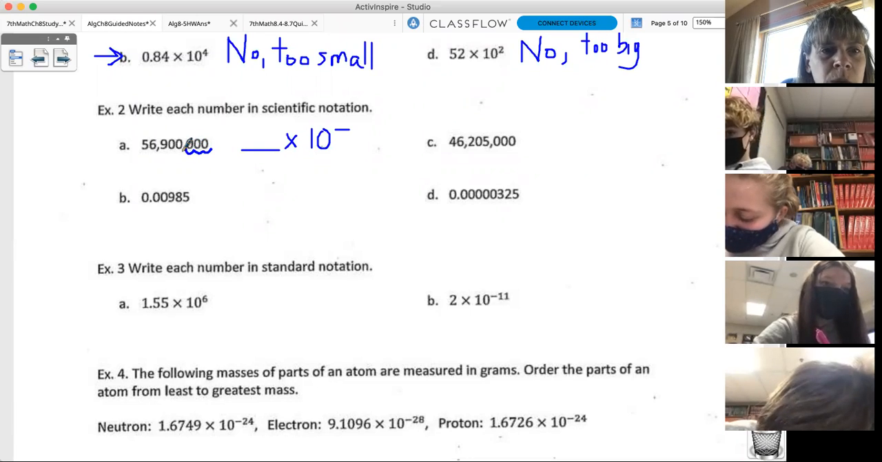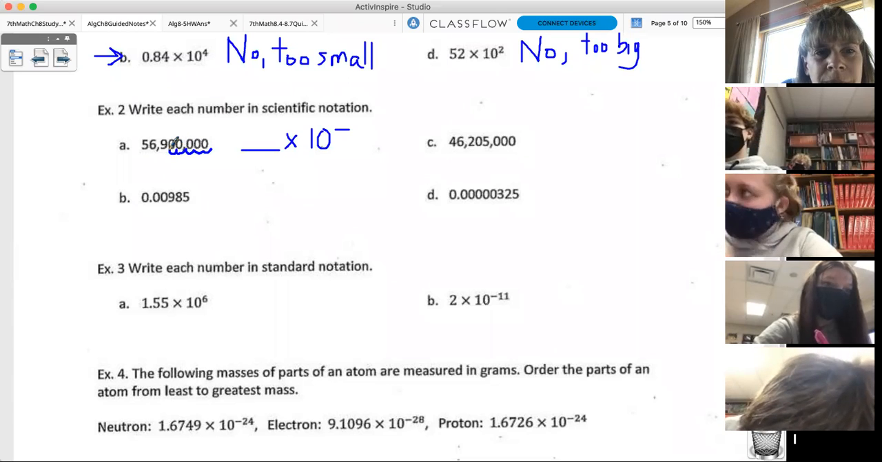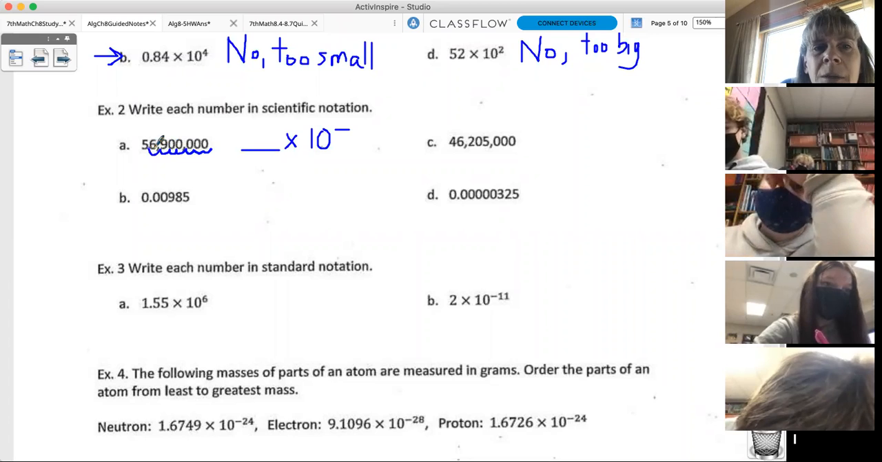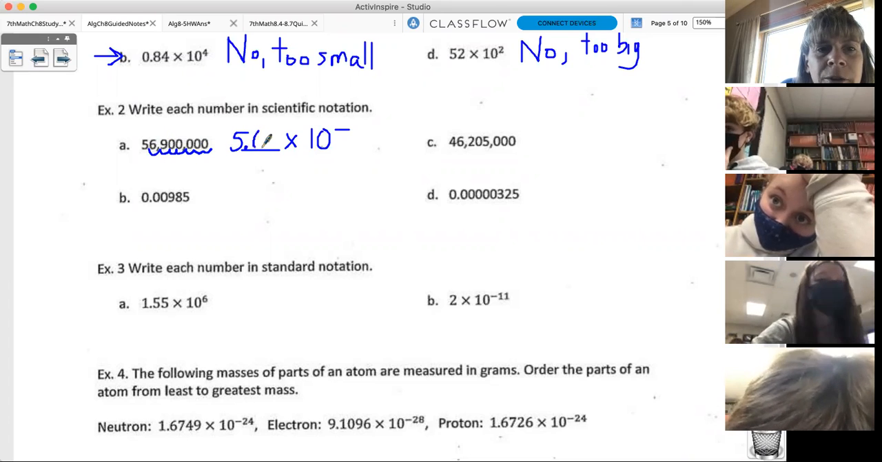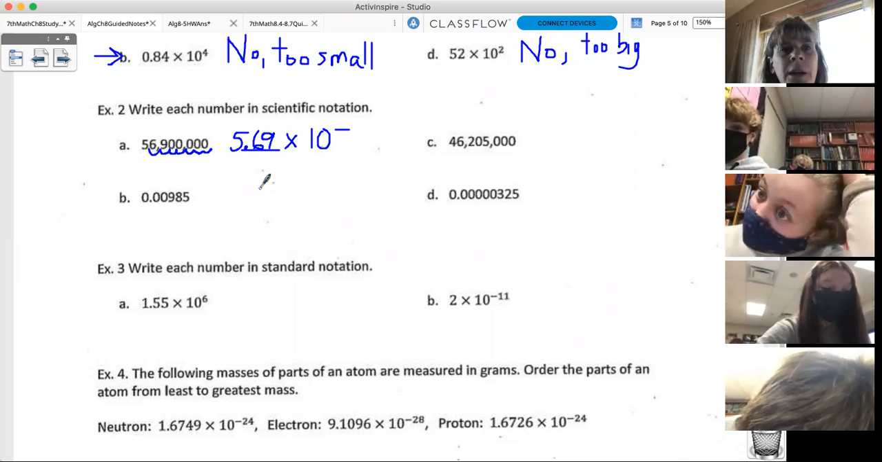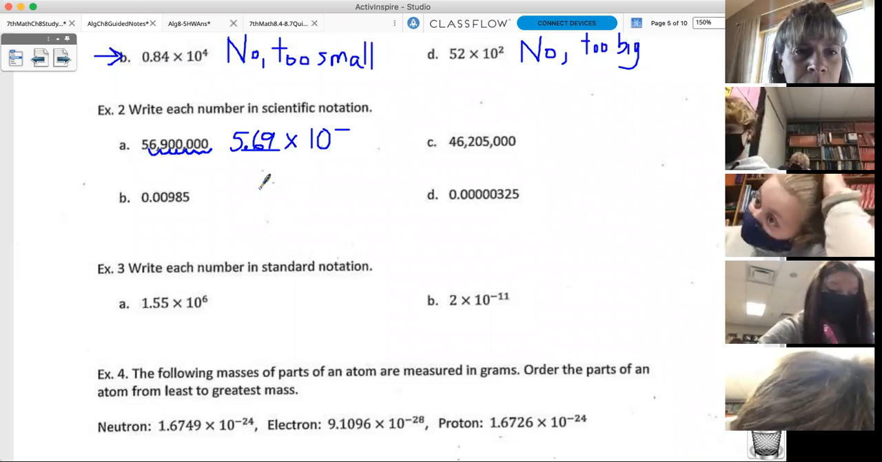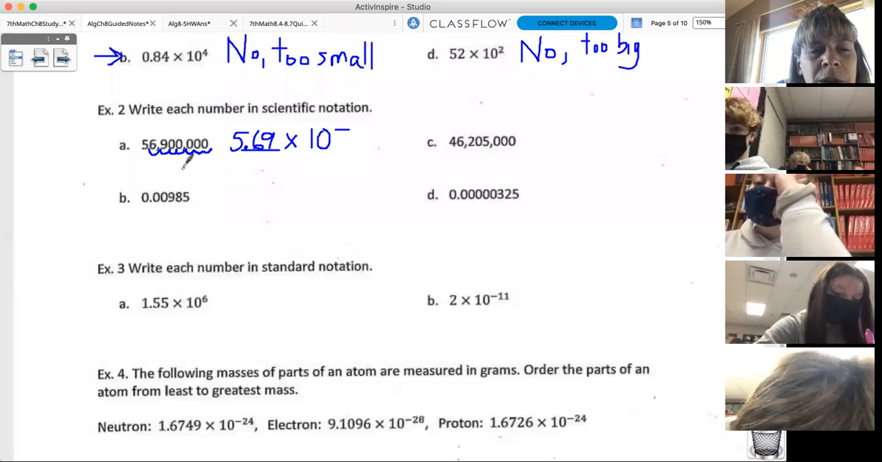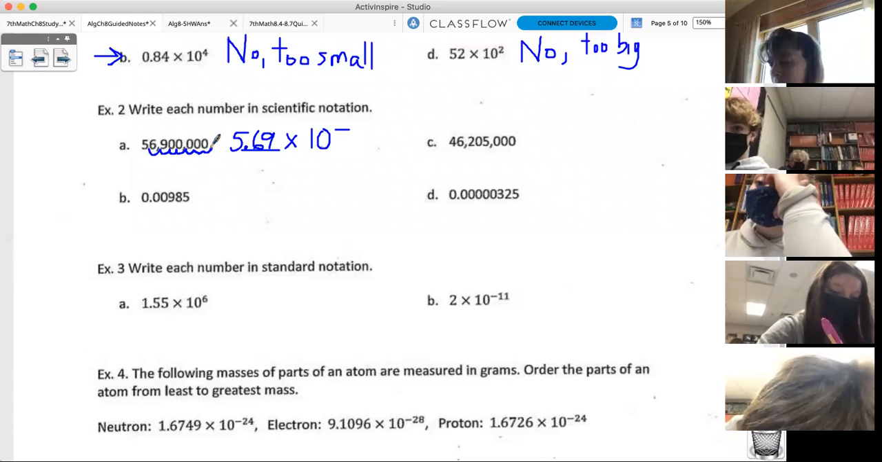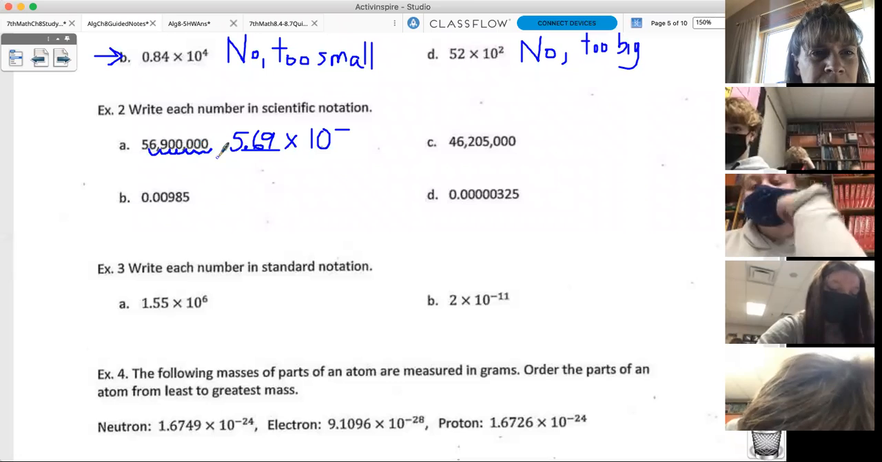Evan, where is the just right spot? In between the 5 and the 6. So we're going to put 5 point, and then we have to write any non-zero numbers after it. As soon as we hit a 0, we can stop, so we have less to write out. Okay, so we have 5.69. How many times did we move that decimal? Let's see, Cooper, how many times did we move the decimal?